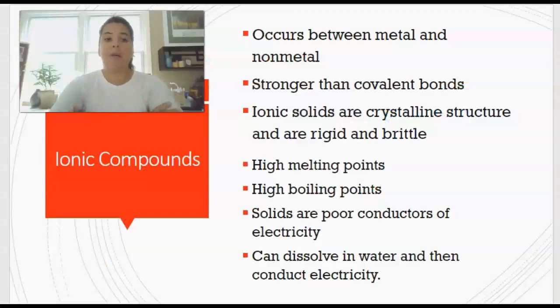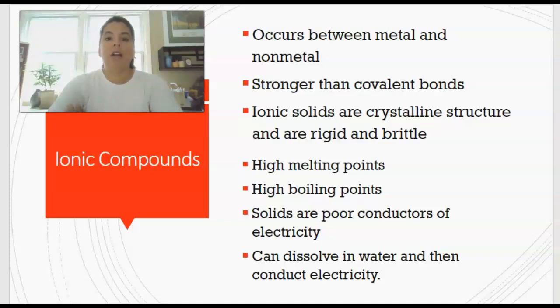Now, ionic compounds have some very distinct properties. First of all, ionic compounds are always going to occur between a metal and a non-metal. So one of the activities that you're going to be doing this week is looking at a periodic table and predicting whether an ionic bond forms or a covalent bond forms. All you need to do is look at the different elements involved and see, is one a metal and one a non-metal? And if so, then typically an ionic bond is going to form.